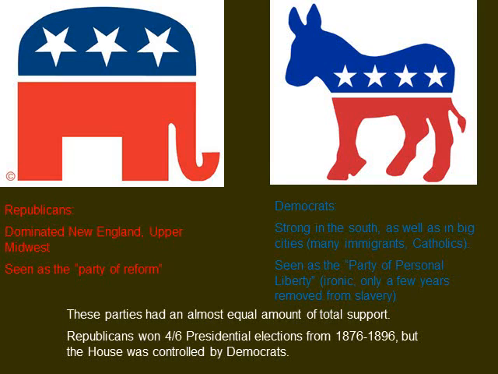And they're pretty equal. They have almost equal amounts of total support. And while Republicans do have 4 out of the 6 presidential elections between these 20 years we're talking about, the House remains under Democratic control for many of those years. You really have divisions and splits across the country politically.